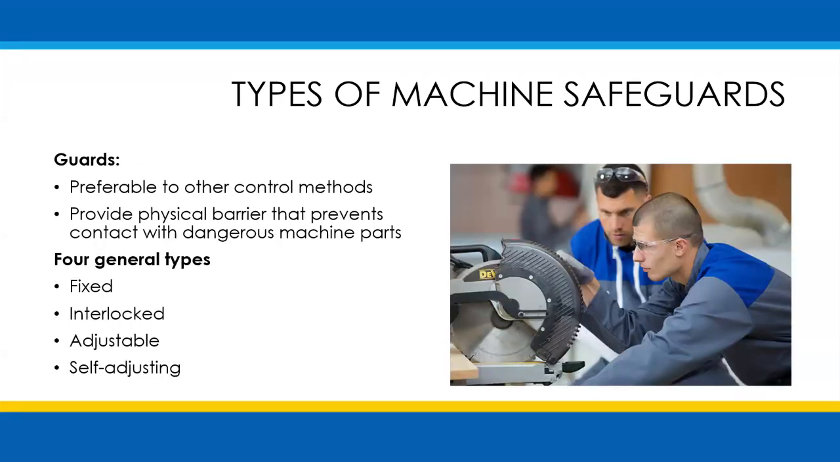Guards usually are preferable to other control methods because they are physical barriers that enclose dangerous machine parts and prevent employee contact with them. To be effective, guards must be strong and fastened by any secure method that prevents the guard from being inadvertently dislodged or removed.